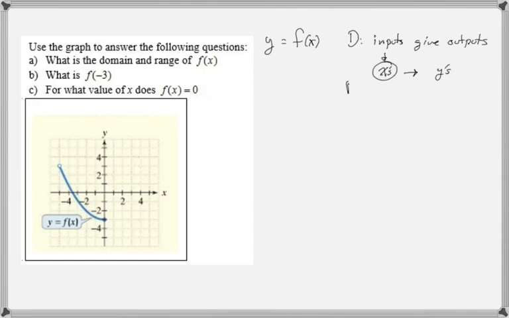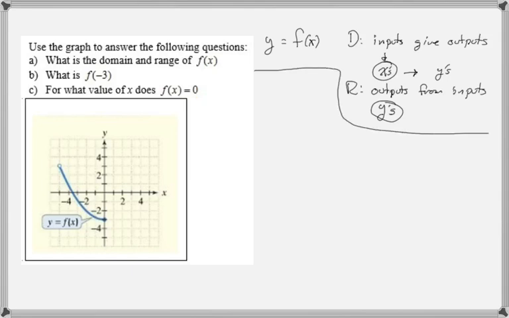When you talk about the range of a function, these are the outputs from the inputs. So all of the values of y came from a value of x. So the range will consist of all of the y values on the graph. Once we have that idea down, we can start looking at the three parts of this problem.